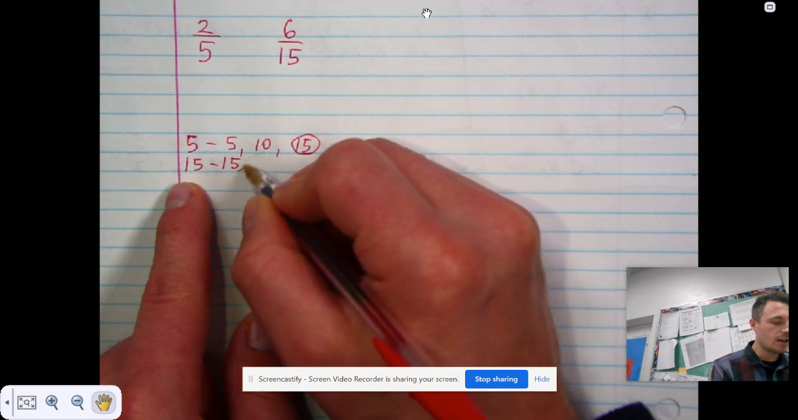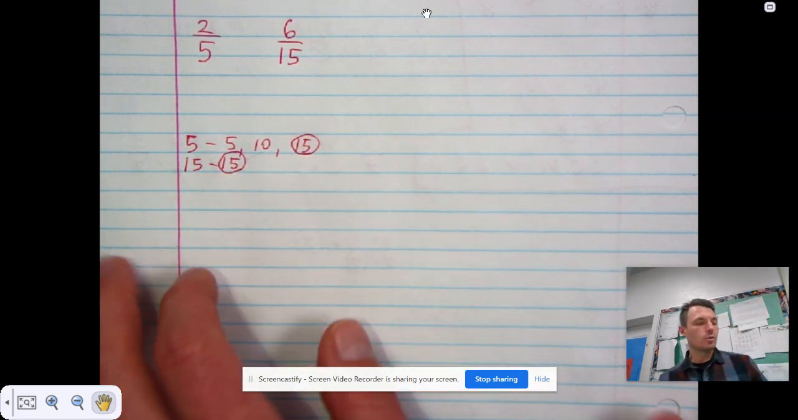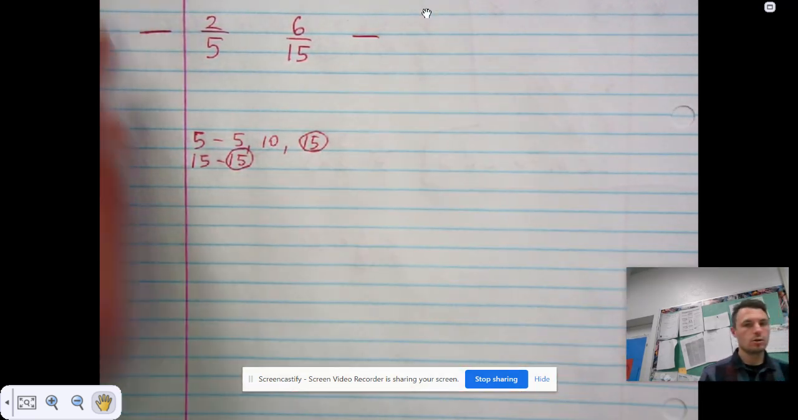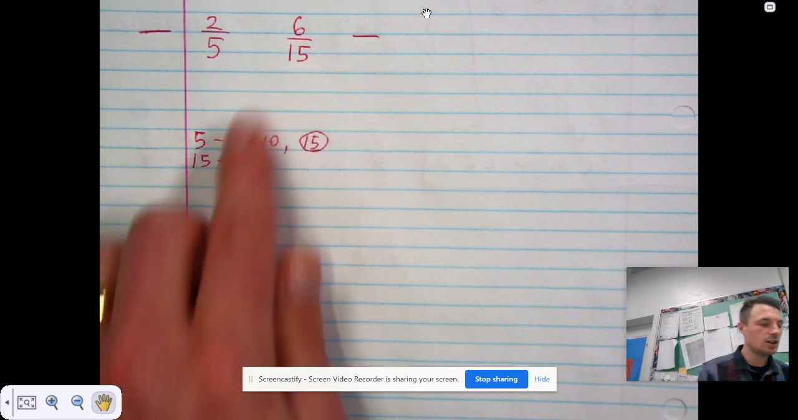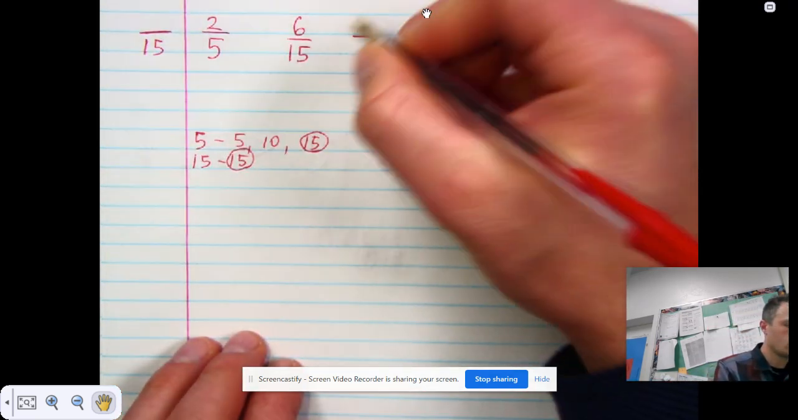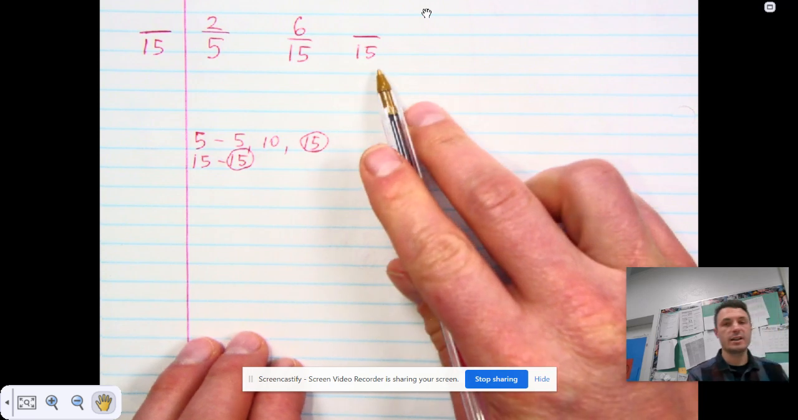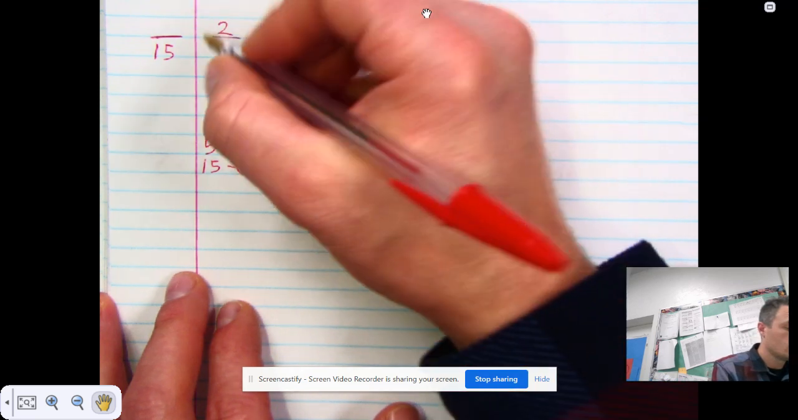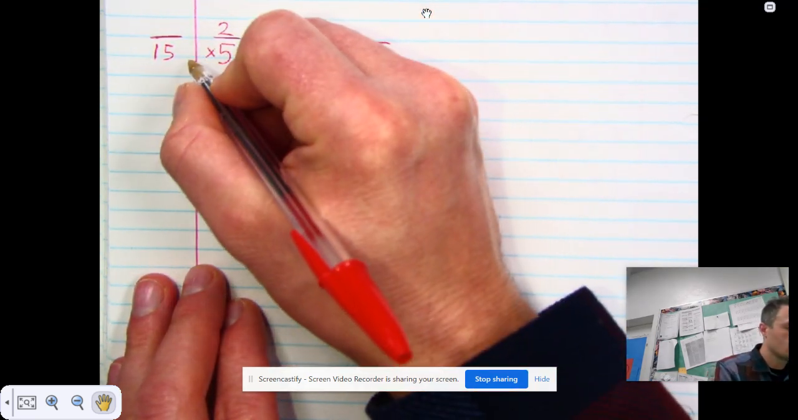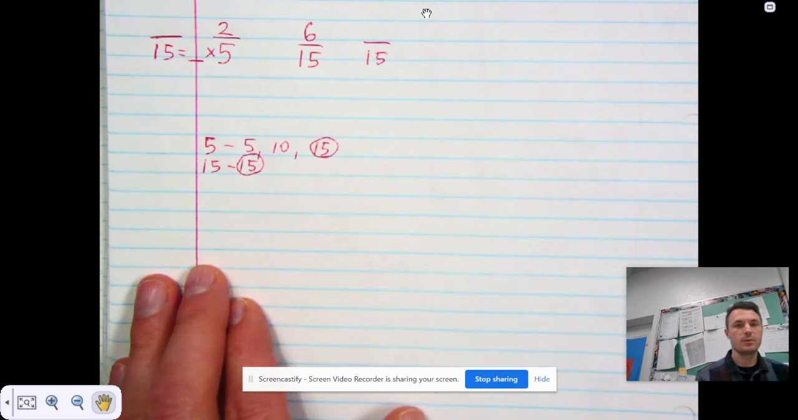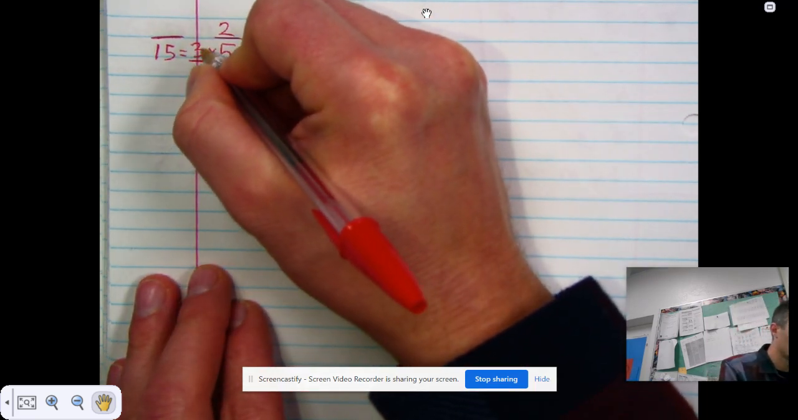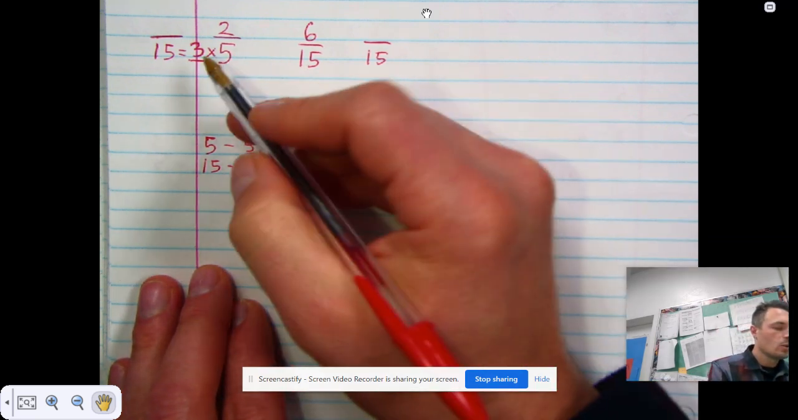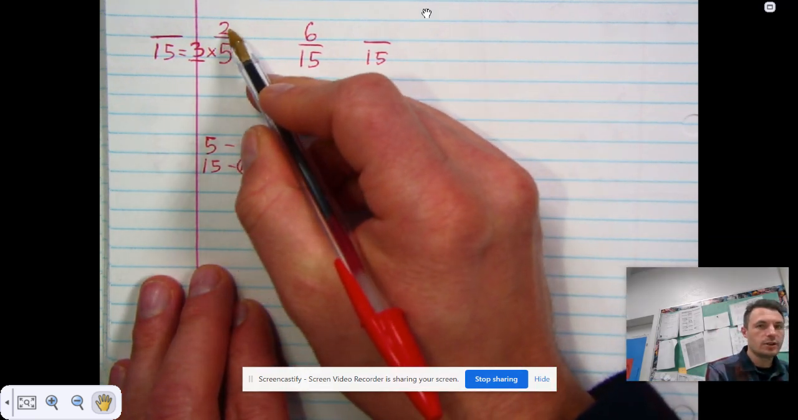So that's our LCM, our least common multiple. And we're going to use it as our new denominator for 2/5 and 6/15. And notice 6/15 already has 15 as its denominator, so we don't actually have to change it. So we think, what times 5 equals 15? 5 times 3 equals 15. Okay? Whatever we do to the bottom, we have to do to the top.